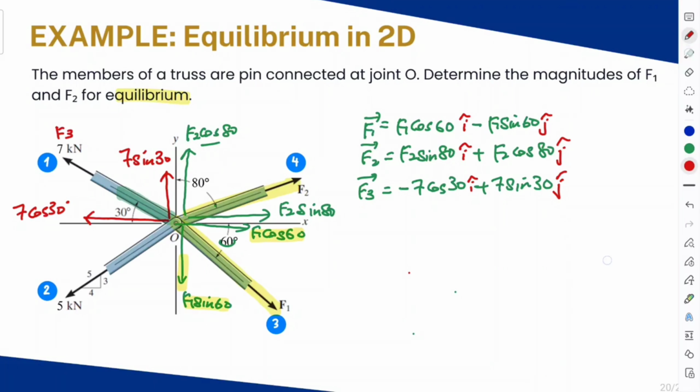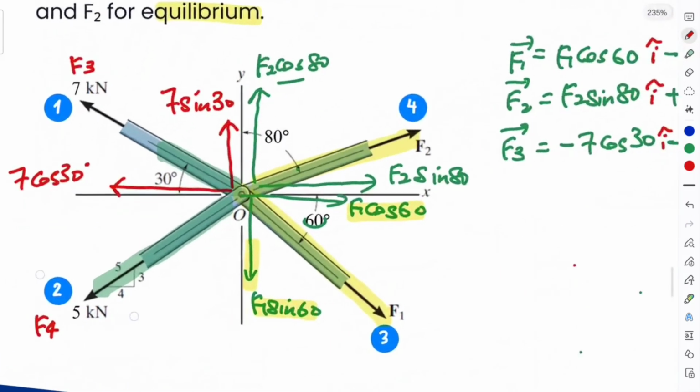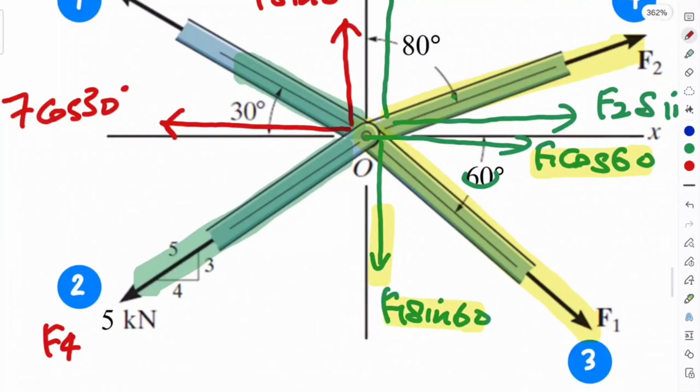Okay, and last but not least, let us resolve this 5 kilonewton into the respective x and y direction. Let's call this 5 kilonewton our F4. If I magnify it a bit, given the small triangle over here, let's just call this angle theta. So this theta angle will be equivalent to the angle over here.